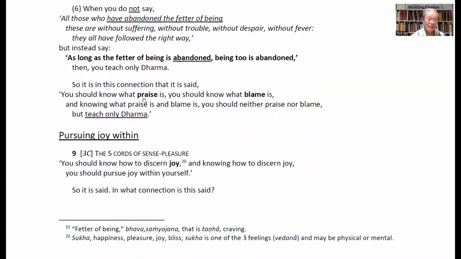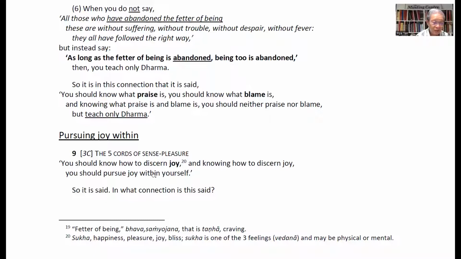So there you are, this is the first part. The idea is that when you teach about the Dhamma in this way, about rebirth and the two extremes, sensual pleasure and self-mortification, focus on the action, not the person. Right, so this is 3B. Now the Buddha goes on to 3C, the five cords of sense pleasure, which hints at what the Buddha is going to talk about.